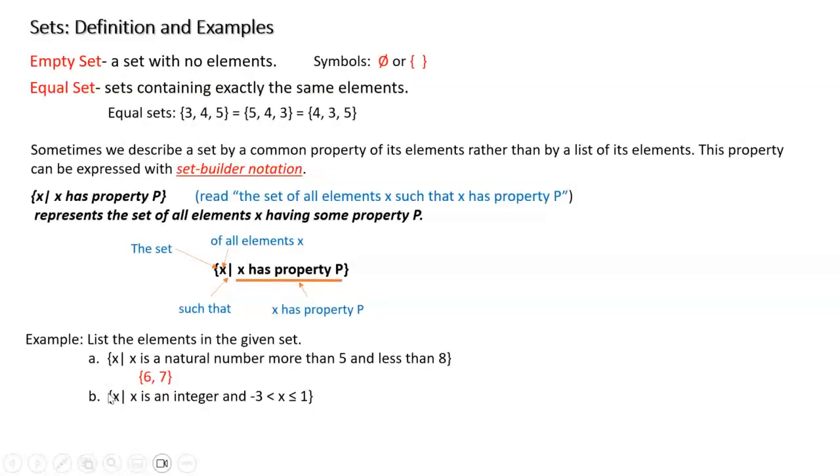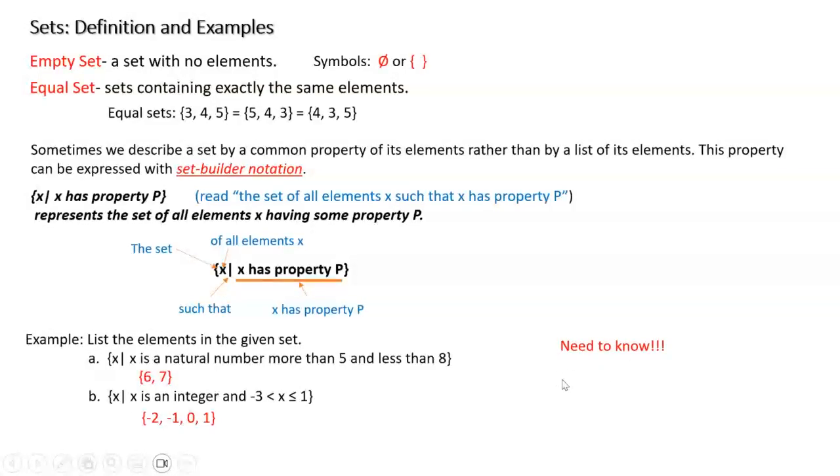Look at B. It says the set x such that x is an integer and is between -3 and 1, or x is more than -3 and less than or equal to 1. Guys, integers are all the numbers from negative infinity to positive infinity, and they have to be whole numbers, no fractions. Those are integers. This will be the set -2, -1, 0, and 1. This is my result.